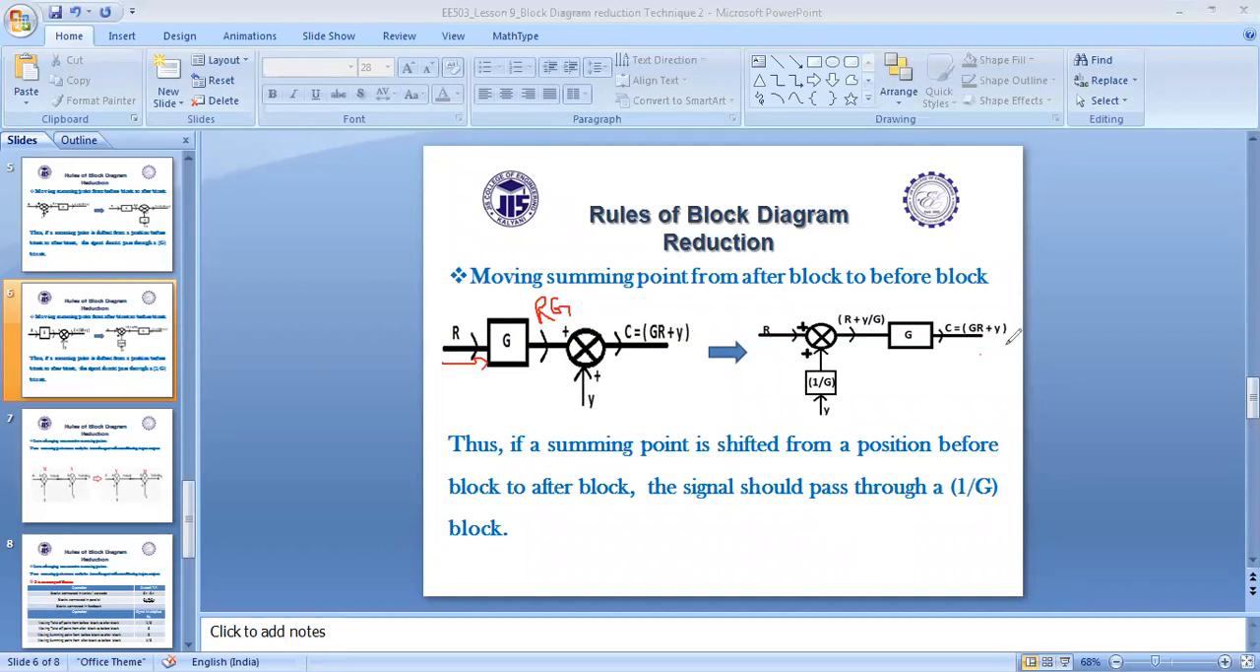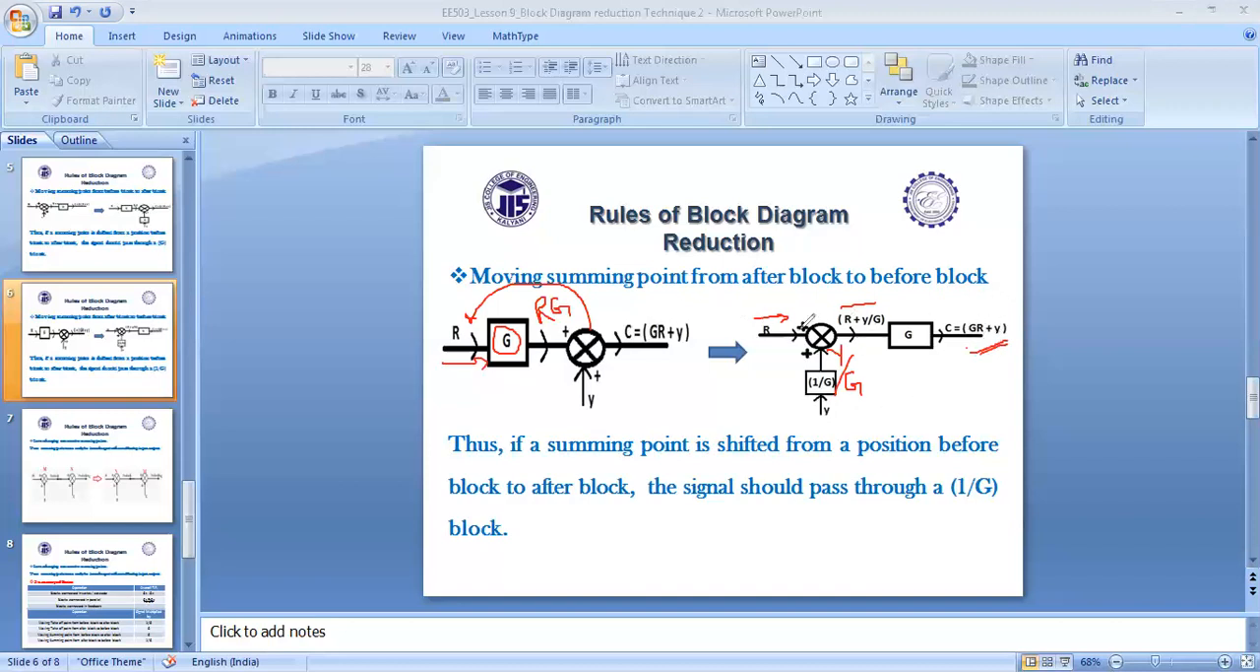So to keep the same output and to shift the summing point, what will happen? This signal is R, this signal is Y. If Y is passed through 1 by G, then this signal will be Y divided by G. So R plus Y by G. So this signal is R plus Y by G. When it is passing through this G block, you will have RG plus Y. So the output is unaltered here.